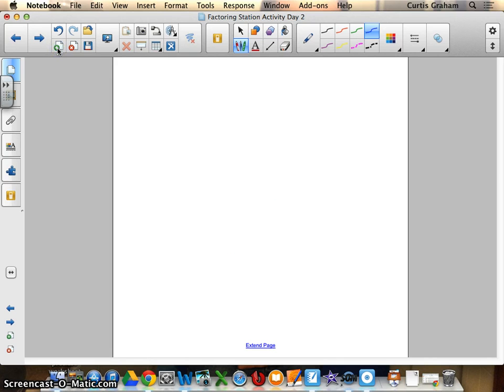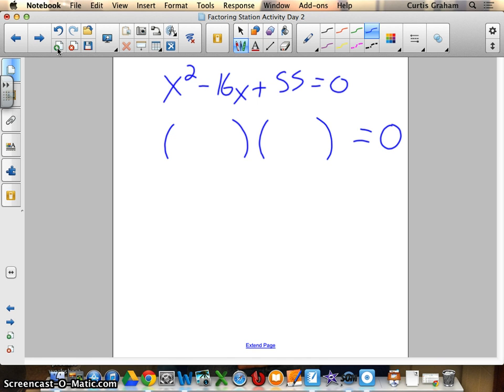Example 2. X squared minus 16x plus 55 equals 0. Again, I'm going to set them up as two binomials. Is there any greatest common factor? No. So I'm going to look at the factors of 55. 55 and 1, that won't give me 16. 11 and 5, that will give me 16. I want to end up with a negative 16, so they're both going to be negative.